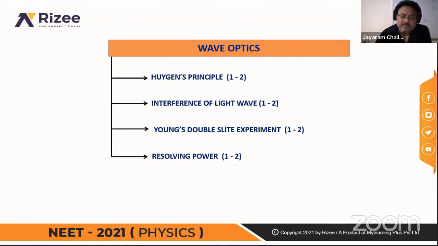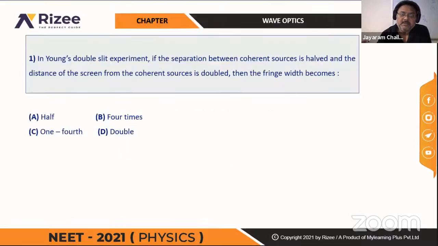So in wave optics, we'll be dealing with interference of light, Huygens principle, YDSE, and the resolving power of telescopes and microscopes. These are the most important concepts that occur in the examination.